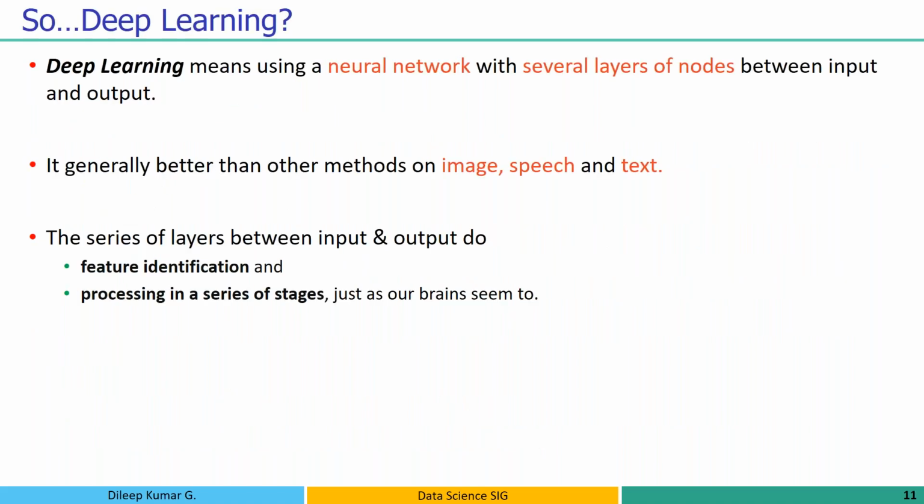So what is deep learning? It is a neural network concept with several layers of nodes between the input and output. Deep learning is the only solution in case of processing images, speech, and also text. Between the input and output, you can perform activities like feature identification, and then process those features in a series of stages, like our brain does.